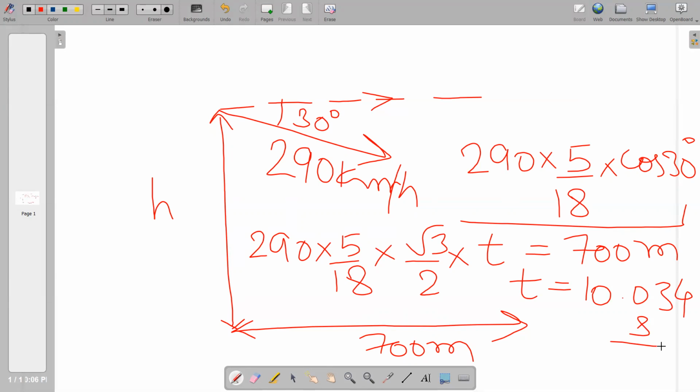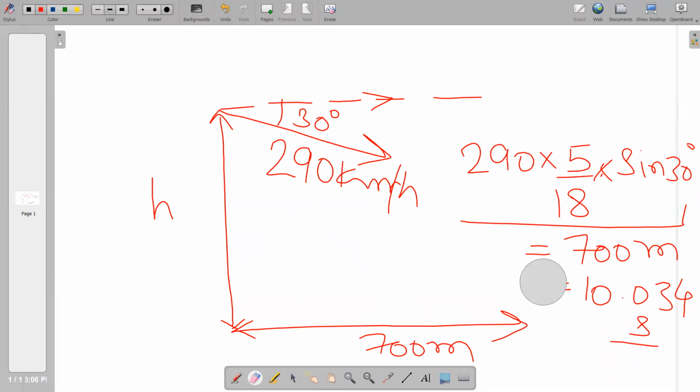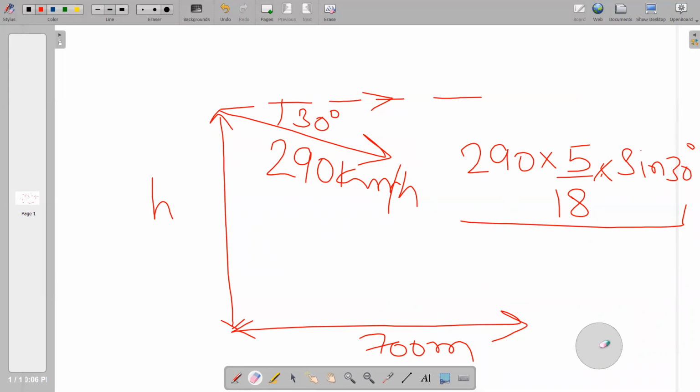Now, what is the initial vertical velocity? So that is 290 into 5 by 18 times sine 30, and sine 30 is half. And it undergoes an acceleration of 9.8 meter per second square for time t equal to 10.034. So the distance it covers is basically the height from which it was dropped. Now using the formula s equals ut plus half at square, we can calculate the height.